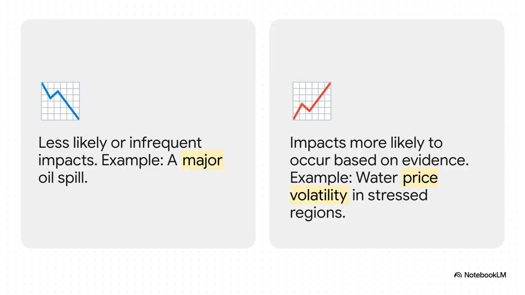Think about the difference between, say, a black swan event, like a massive oil spill, super low likelihood but absolutely catastrophic, and the high likelihood, totally predictable costs of rising water prices in a region that's always in a drought. Both have financial consequences for sure, but you have to manage them in completely different ways.